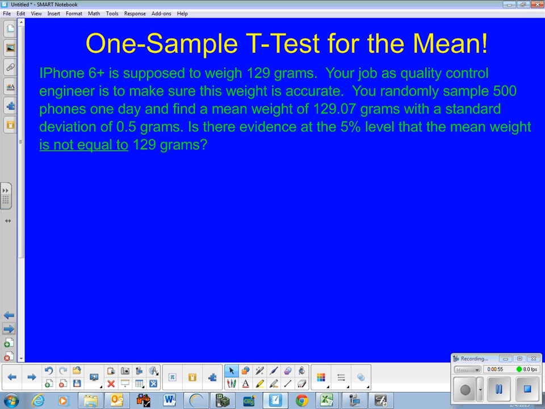Now you're going to have a little bit of variability, but are we okay with this much? This is the question. How unlikely is it that we get a sample like this if in reality we are at 129? Okay, so let's go through the steps. We're going to do our WHAPs.